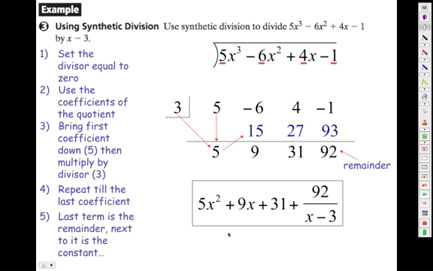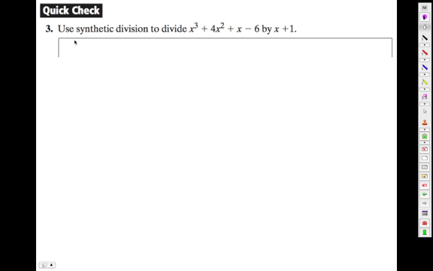So what do you guys think? Piece of cake, right? A little bit easier. Let's go ahead and try one yourself. It says use synthetic division, so you guys try this one here.